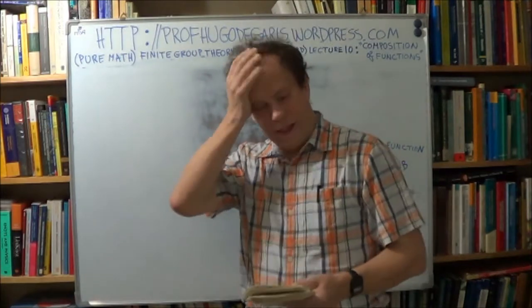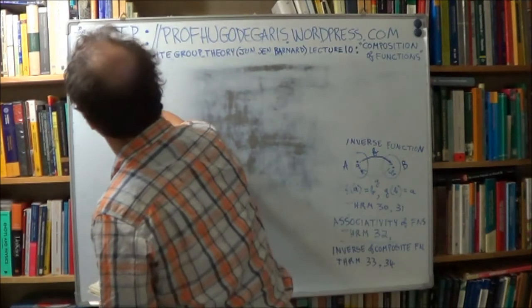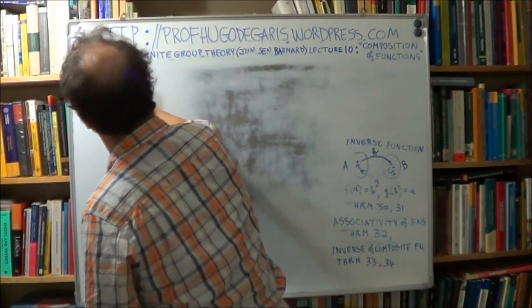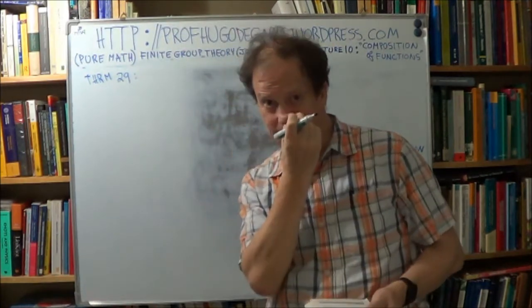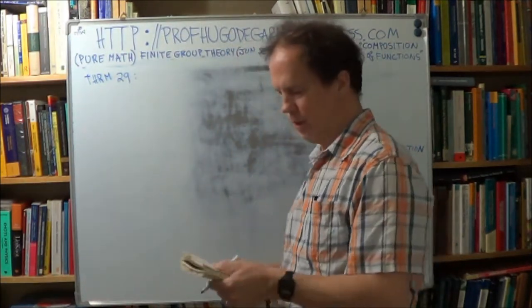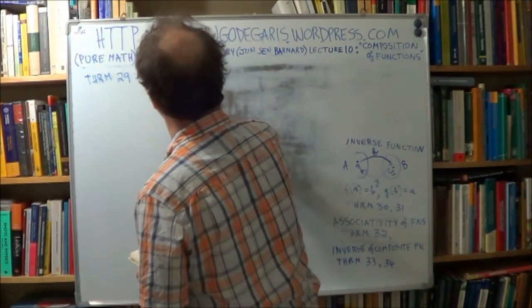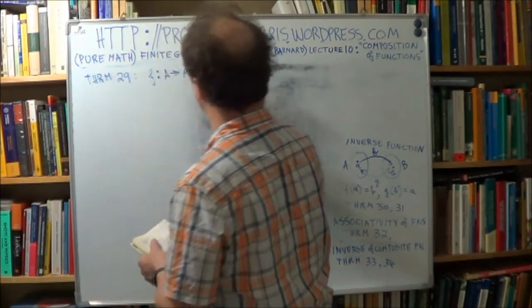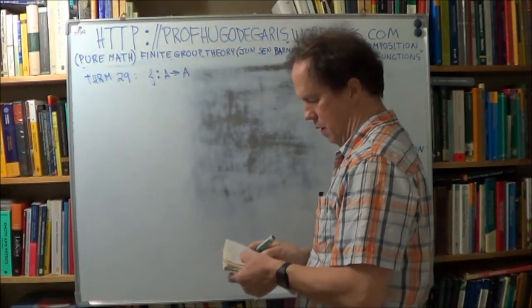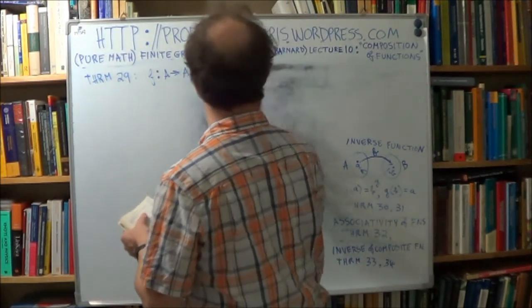Okay, so board cleaned. Let's do theorem 29, which involves the identity function. You're given a function f that maps A to A, and the theorem is the following.